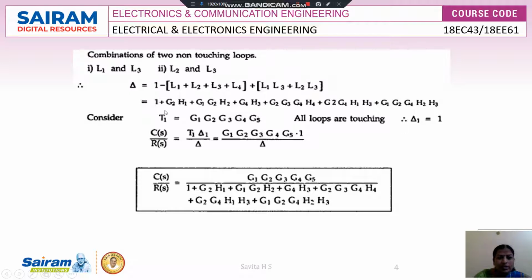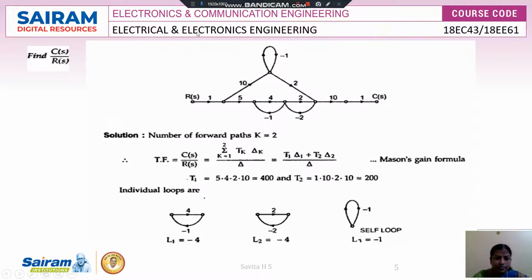Now consider the forward path, G1, G2, G3, G4 and G5. But for this forward path, all the loops are touching. When all the loops are touching, the delta 1 value is 1. So C(s)/R(s) is equal to T1 delta 1 divided by delta, equals G1 G2 G3 G4 G5 divided by delta. We already got the delta value, just substitute it. This is the final transfer function.